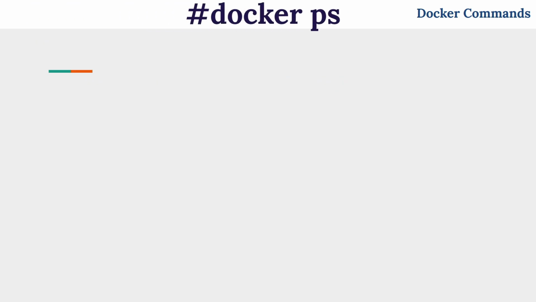Next command is Docker ps. The Docker ps command in Docker is used to list the currently running containers. It provides an overview of the container's basic information such as their IDs, names, status, ports, and more. Here's a detailed explanation of how to use this command effectively. Let's see the syntax: docker ps.